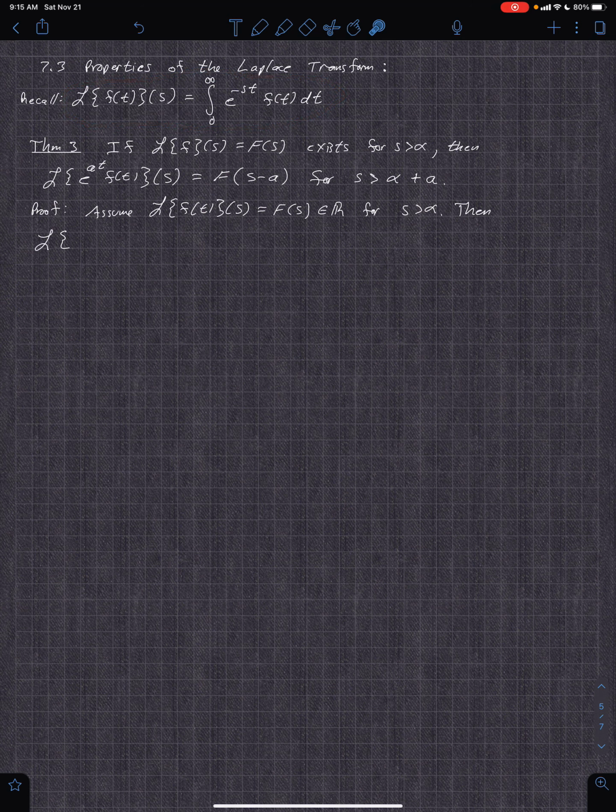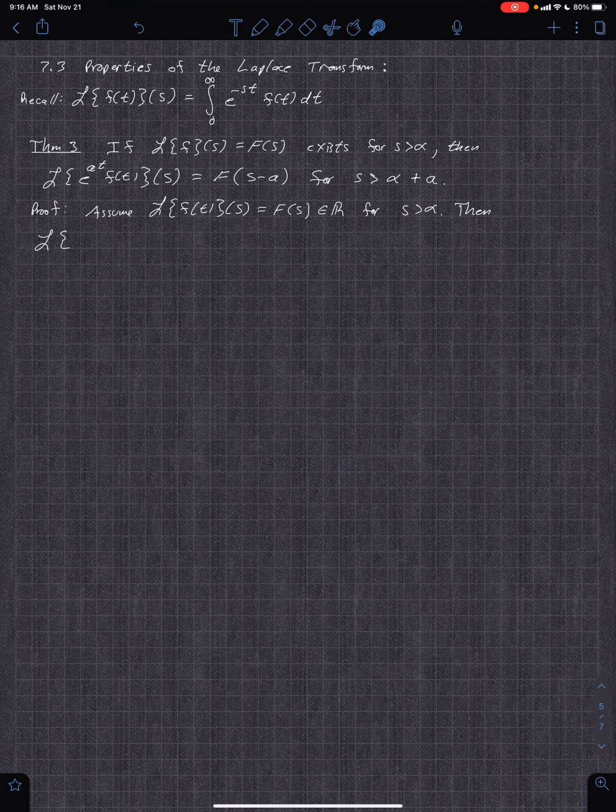This first one is called the translation property. And so if L of f of s is equal to F of s, it basically exists for s greater than alpha. That's all standard. Then if you put e to the at in here like this, then this is equal to F of s minus a for s greater than alpha plus a. So it's a pretty straightforward proof by just plugging in the e to the at. It's like saying h of t equals e to the at f of t is essentially what that's saying.